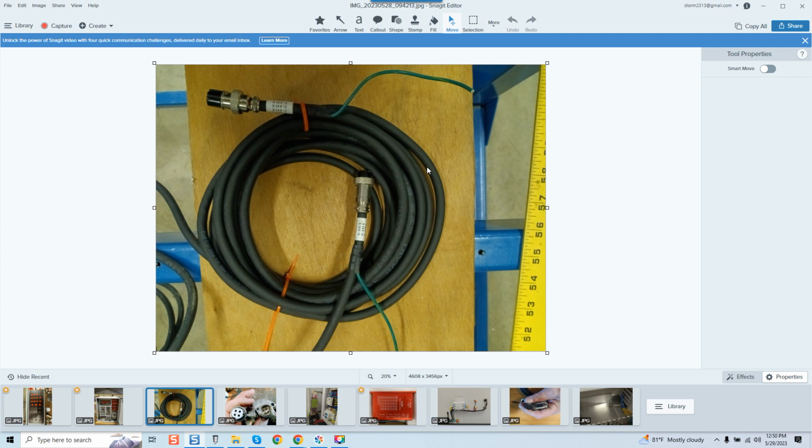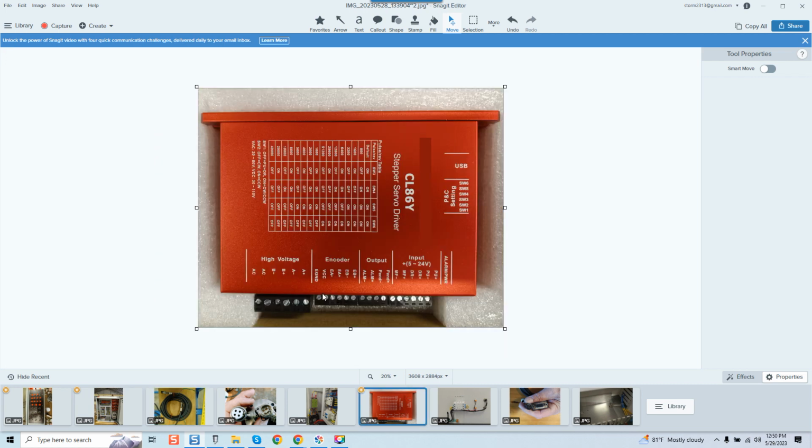Now, he is utilizing a cable that does require an encoder. These are different in terms of their wiring, and you can see that right here on the drive. So you have A plus, A minus, B plus, B minus, and then you have the AC. These are different. They're not the same as what you would normally deal with.